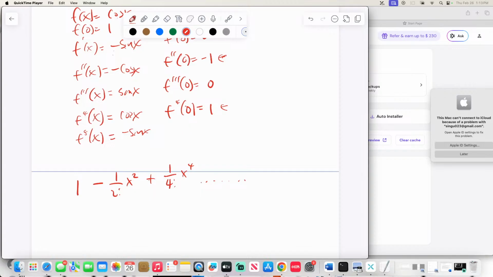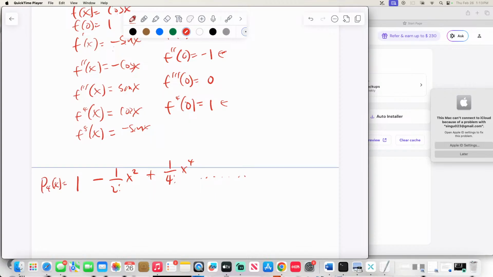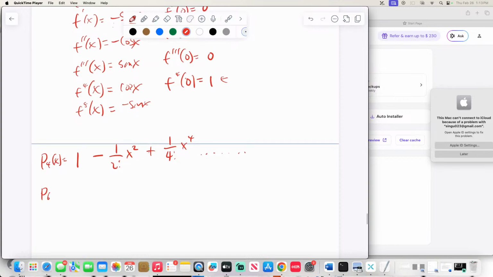If I ask you P4 of x, that means you stop at the 4th degree, and you can stop there. If I ask you what P6 of x is, what will it be? It will be 1 minus x squared over 2 factorial plus 1 over 4 factorial x to the 4th minus 1 over 6 factorial x to the 6th, right? And yes, this becomes like this.